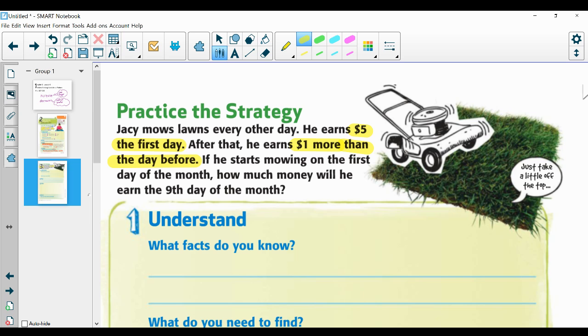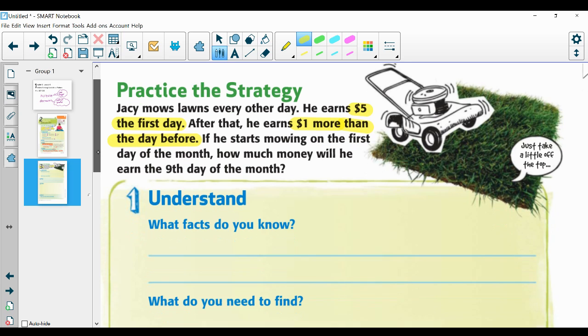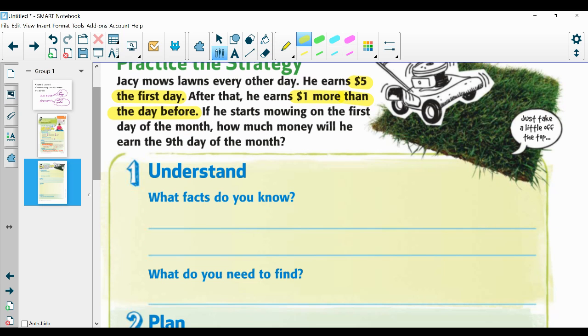Okay, so we've got that part. We don't need the question just yet. So we have the facts that we know. We don't need to write them all out. So I'm going to go ahead and cross this out because we've already highlighted it.